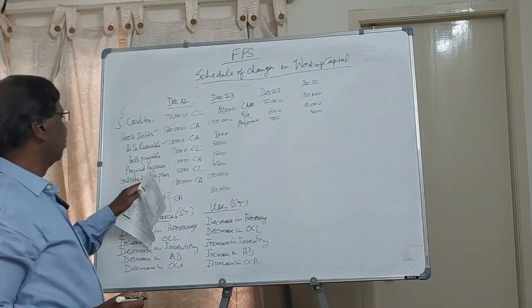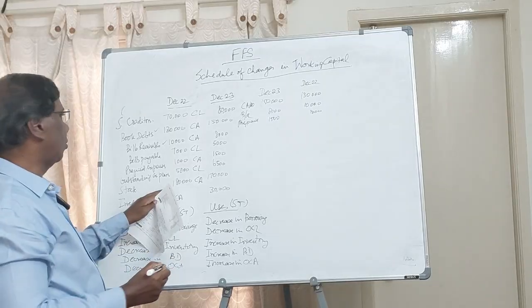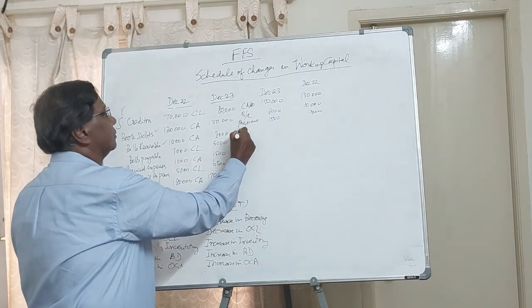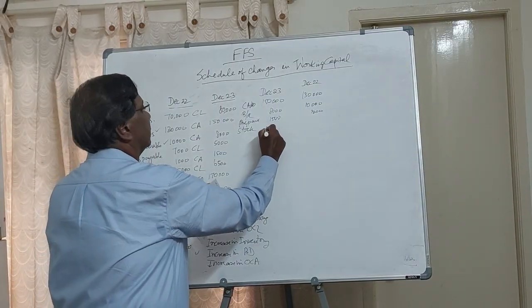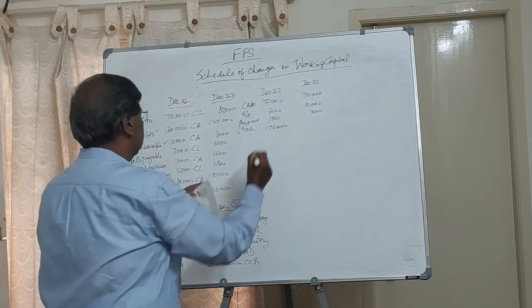1,500. 1,000. Okay. Outstanding expense. This is current liability. Current asset: stock. Stock, 1,70,000. 1,80,000.